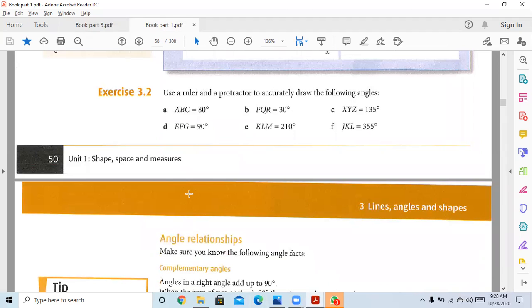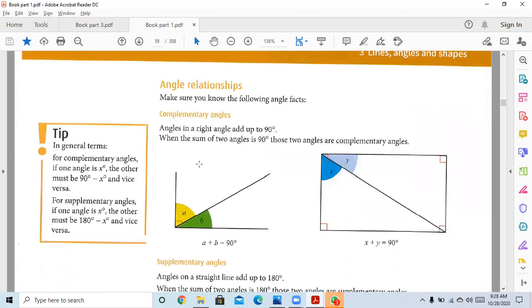Here 3.2 is also so easy. You just draw a straight line, and put a point that is the center point of the line. After that you align your protractor baseline with your line. Once it's aligned, you find 80, put a dot there and draw a line. In the same way you can get all the answers.